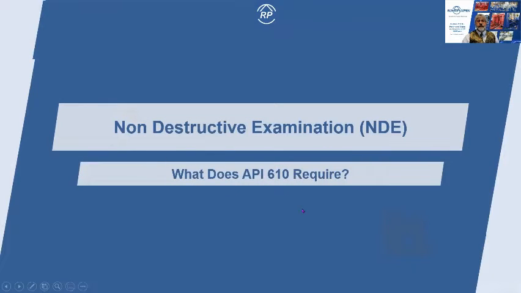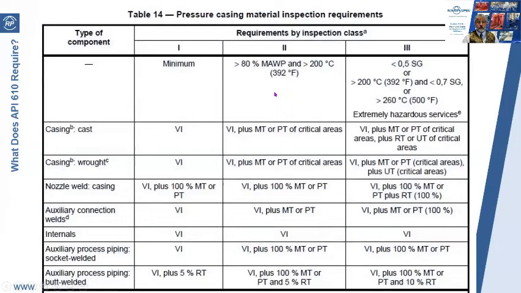But what does API 610 require? Let's help you to fill in your checklist and the data sheets. Here is table 14 from API 610. You'll see 3 classes of inspection: 1, 2, and 3. 1 is the minimum, 3 is the highest level. And it depends on the temperature and pressure. Class 2 inspection kicks in at 80% of max allowable working pressure and 200 degrees centigrade, 390 Fahrenheit.